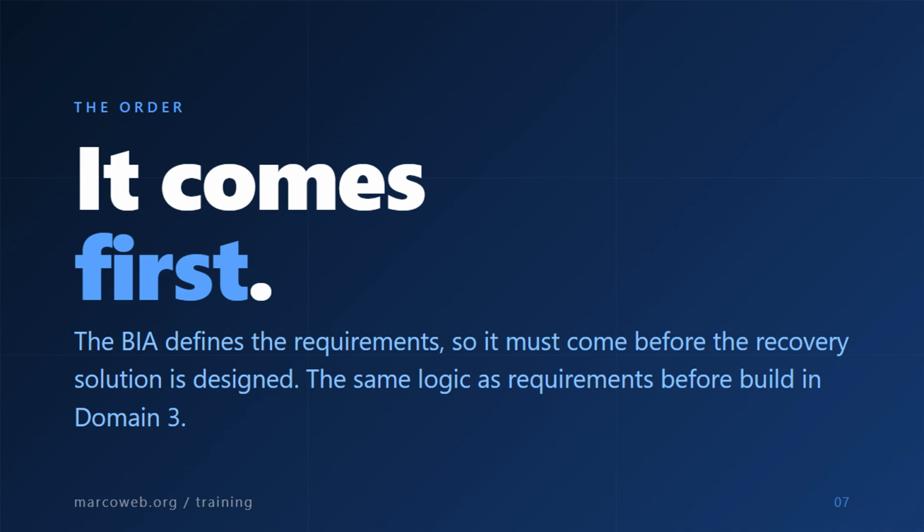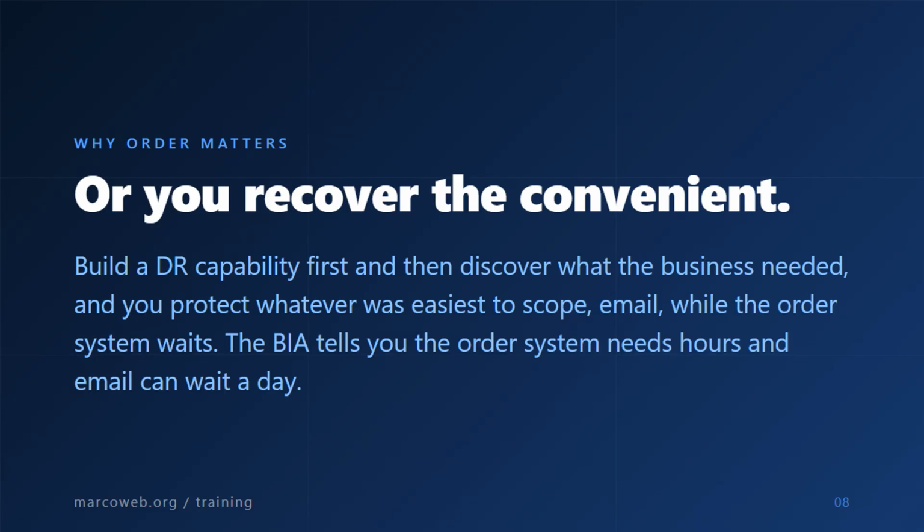This is the same logic as requirements before build in Domain 3: you establish what is needed, then design something to meet it. Do it the other way, build a DR capability and then discover what the business needed, and you protect whatever was easiest to scope, which is exactly how the organization ended up protecting email while the order system waited. The BIA tells you the order system needs to be back within hours and email can wait a day. When a question asks the first step in continuity or DR planning, it is the BIA.